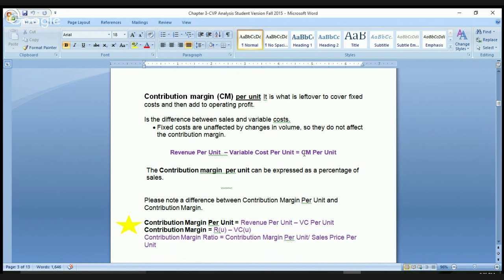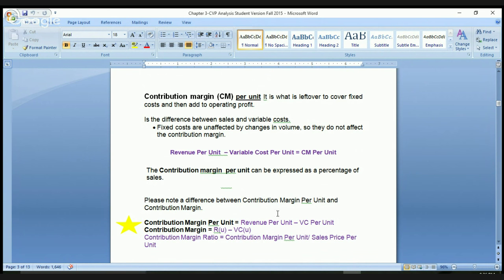Now, contribution margin. One of the things that we need to talk about is what is the contribution margin per unit. And basically, it is what is left over to cover fixed costs and then added to operating profit. So, how do we figure that out? We take the revenue minus the variable, and that is going to give us the contribution margin per unit. Fixed costs are unaffected by the changes in volume, so they do not affect the contribution margin. Now, how do we figure out the contribution margin per unit? We have the revenue per unit minus the variable cost per unit. Just the plain contribution margin would be the revenue minus all variable costs.